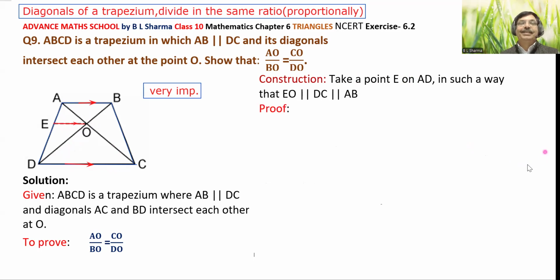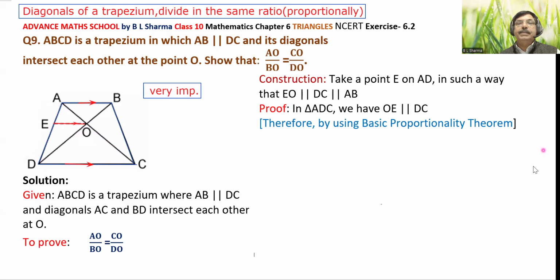प्रूफ. और जैसे ही किसी ट्राइंगल में एक लाइन किसी साइड के पैरेलल हो, वी कैन अप्लाई बेसिक प्रोपोर्शनलिटी थ्योरम, मींस बीपीटी और थेल्स थ्योरम. इन ट्राइंगल ए डी सी, this line is parallel to this side. Therefore, by basic proportionality theorem, AE upon ED is equal to AO upon CO.